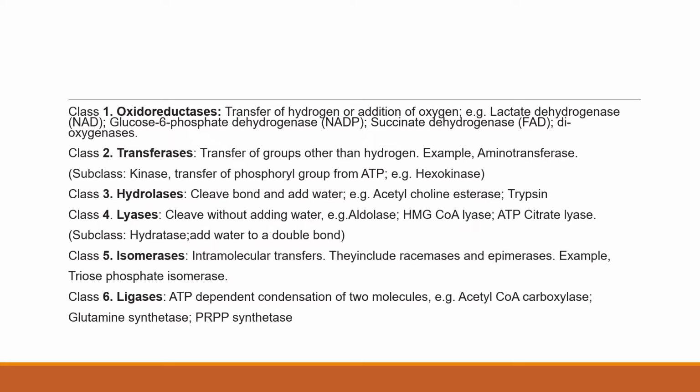Right, so as we have mentioned, there are 6 types of enzymes: the oxidoreductase, transferases, hydrolases, lyases, isomerase, and ligase. So these are the actions performed by the oxidoreductase. They transfer hydrogen or add oxygen. So these are the examples: LDH, lactate dehydrogenase, glucose 6-phosphate dehydrogenase. So notice the word dehydrogenase, and the oxygenases or the oxidases. They are all oxidoreductases.